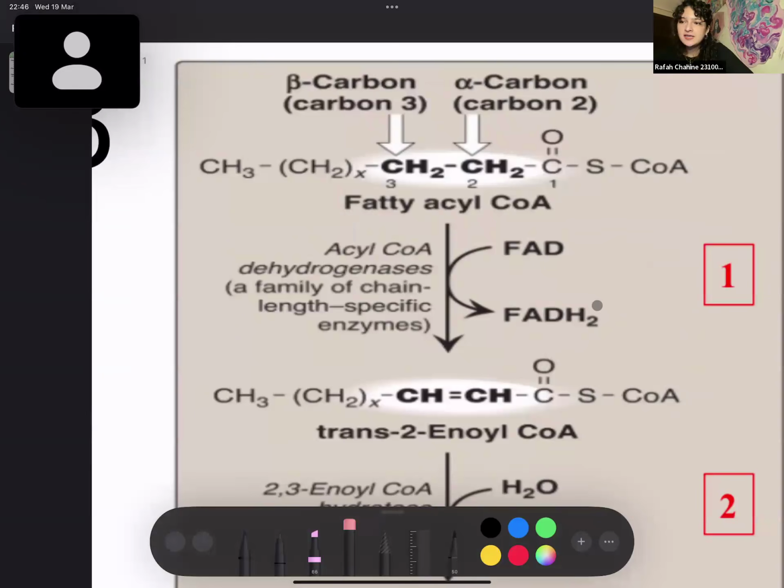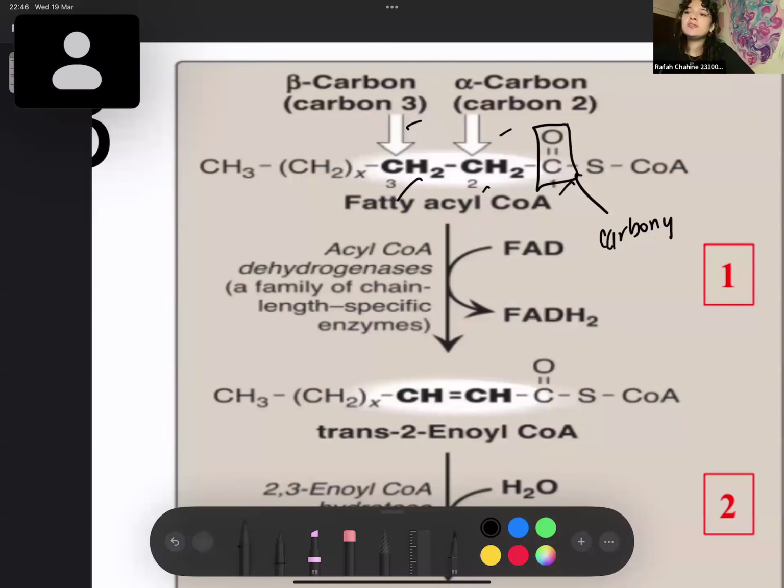So in this fatty acyl-CoA, I'm mainly concerned about these three carbons. So we have carbon number 1, carbon number 2, and carbon number 3. But the thing is, this one is called carbon number 1, but this one is called alpha, and this one's called beta. The reason that they're called that is because of their relation to this number 1 carbon. This is called a carbonyl carbon.